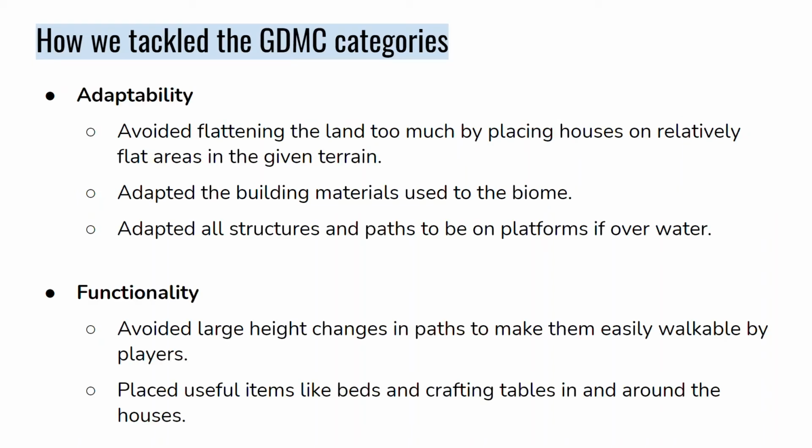How we tackled the GDMC categories. Adaptability. We avoided flattening the land too much by placing houses on relatively flat areas in the given terrain. We also adapted the building materials to the specific biomes that they were in. We also adapted the structures and paths to be on platforms if over water.